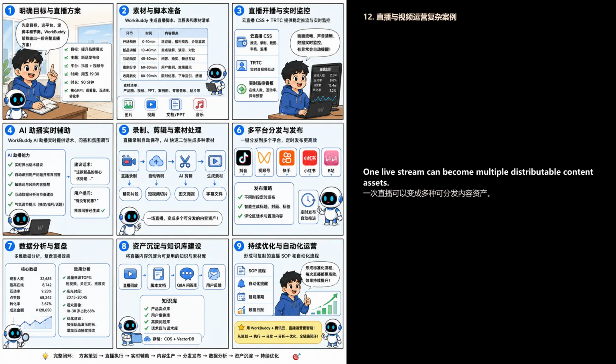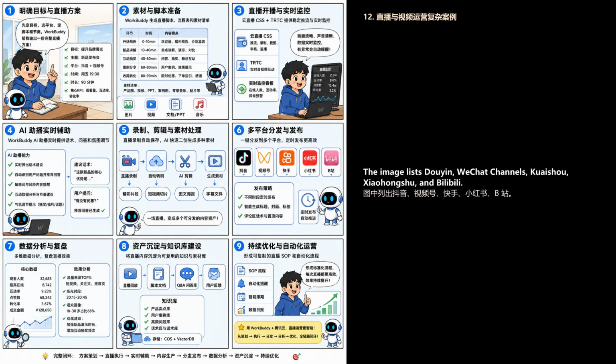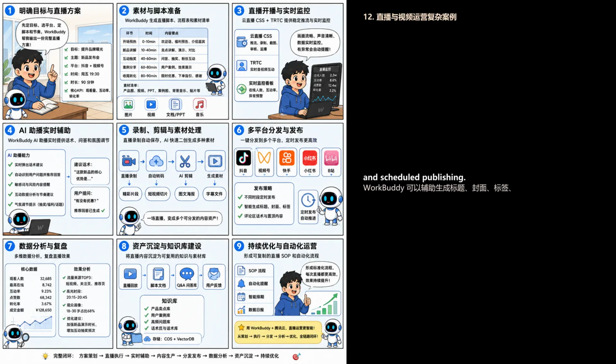The sixth step is multi-platform distribution and publishing. The image lists Douyin, WeChat channels, Kuaishou, and Bilibili. WorkBuddy can help generate titles, covers, ads, comment scripts, pinned content, and scheduled publishing.